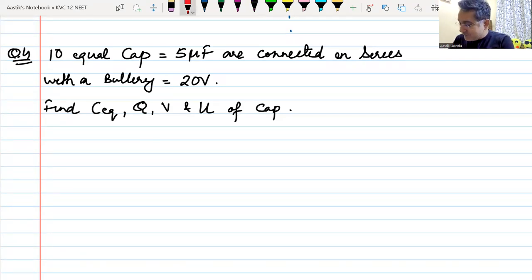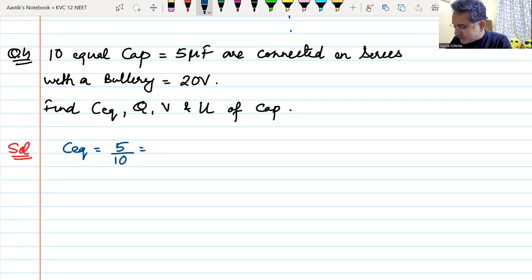So now I will have to discuss the answers. The first one: what is the C equivalent? 10 equal capacitors, each of 5. I've given you the formula. What is the equivalent? First, give me the answer for this one. What is C equivalent? It will be 5 divided by 10, so that will be 1 by 2 microfarad.